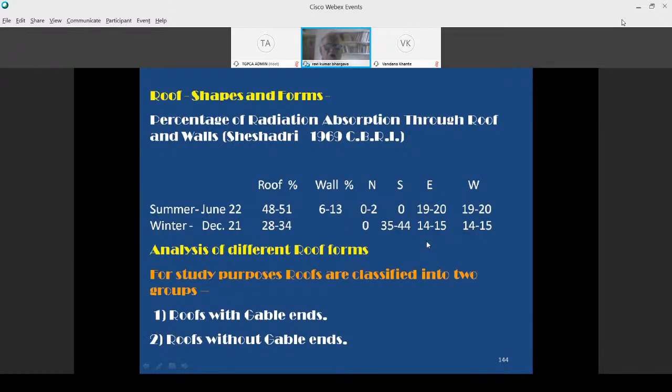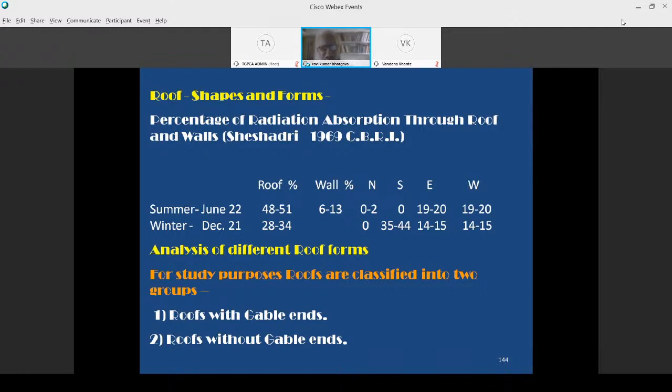Then, friends, we can even study and analyze different shapes and forms of roofs. Because just keep in mind, I have always given references for more information, more knowledge. Again, I am telling you, CBRI has a wonderful publication. And for your college library or your own personal collection, you can obtain this at nominal cost.